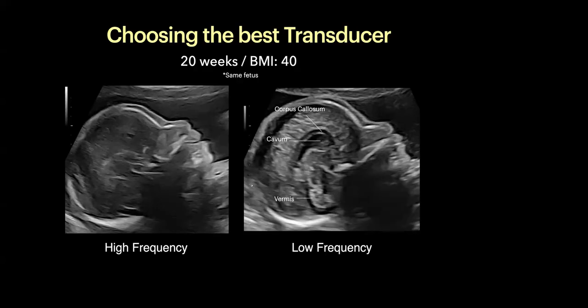However, if I make just slight adjustments, even with shifting to a low frequency transducer, I could really see beyond that. And here you could appreciate the corpus callosum, the cavum septi pellucidi, and that nice looking vermis, which is the posterior portion of the cranium. Because again, here you're allowing yourself to really assess more than just surface features.